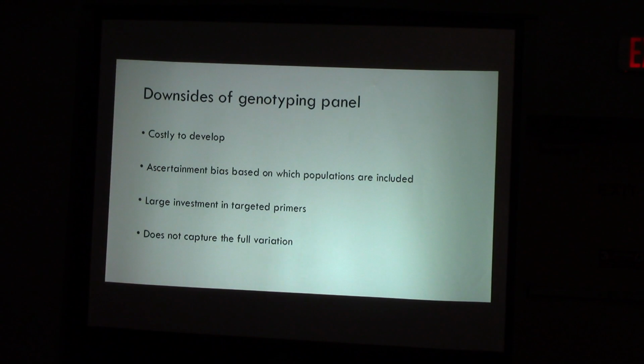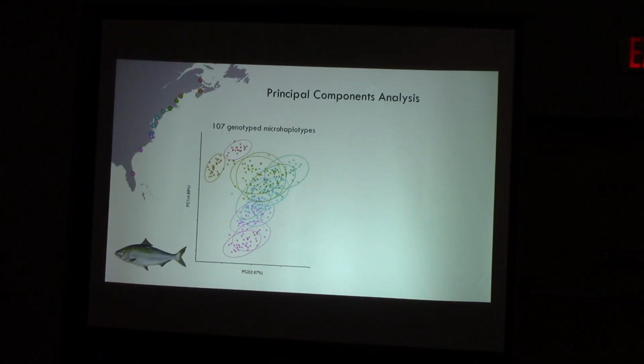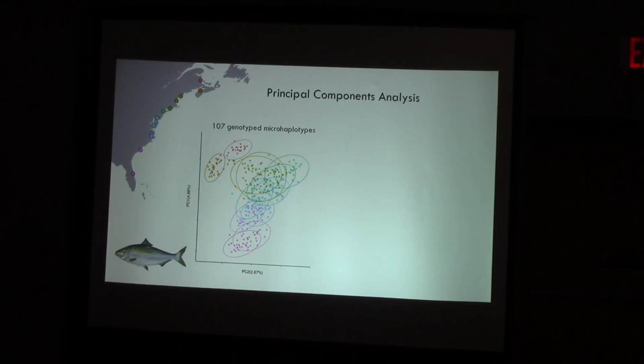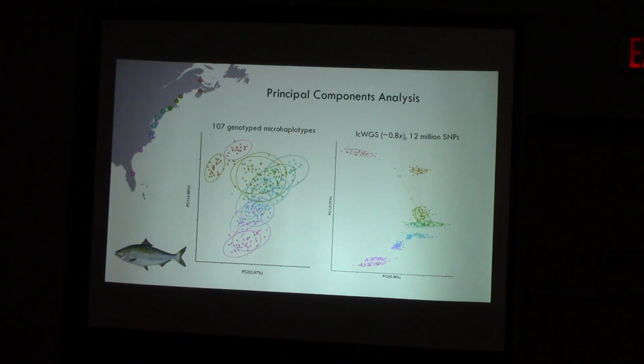But I think the really big eye-opener was when we looked at a PCA with those 107 high information markers, and we still see that there's very good matching of geographic structure to the genetic structure we see in a principal component. But the resolution is so much less than what we saw with the whole genome data, right? So it just seems frustrating to settle for this when we could have this.